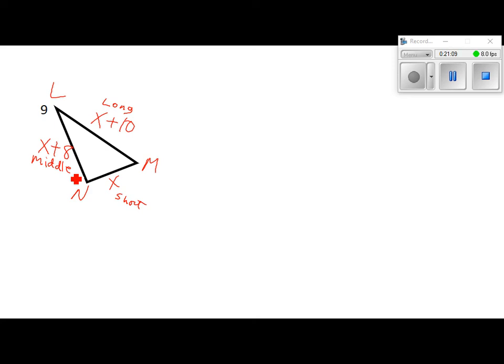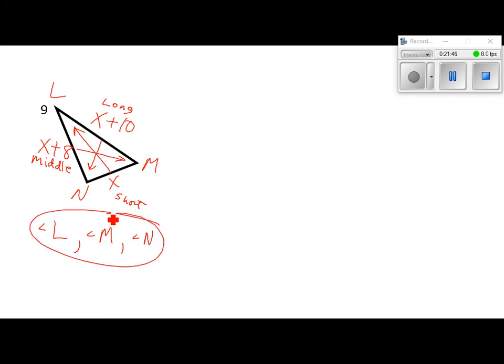We want to list the angles from smallest to largest. Which angle is going to be smallest, and how do you know it? Angle L, because it's across from the smallest side, the shortest side. Which one's going to be the next smallest? It's across from the middle one, so angle M is going to be the next smallest angle, and which one's the largest angle then? Angle N, because it's across from the longest side.